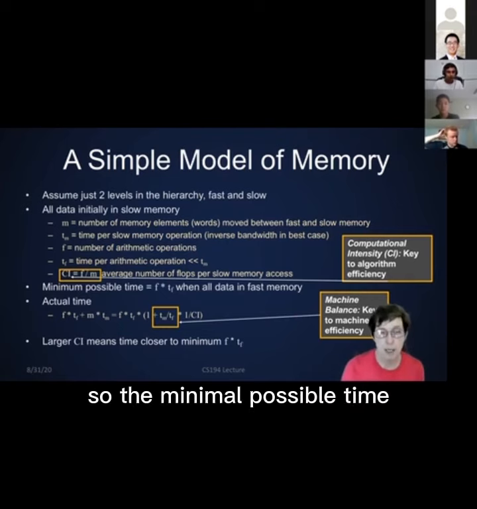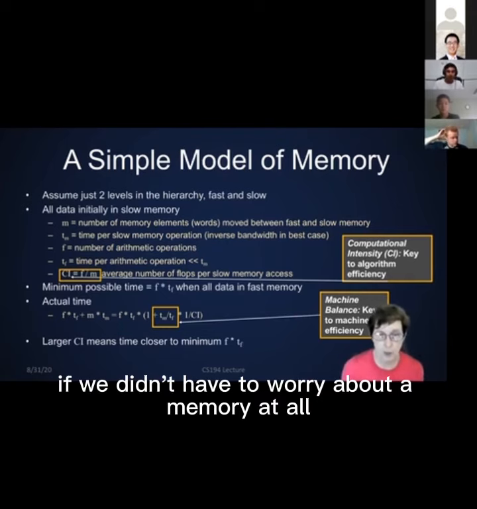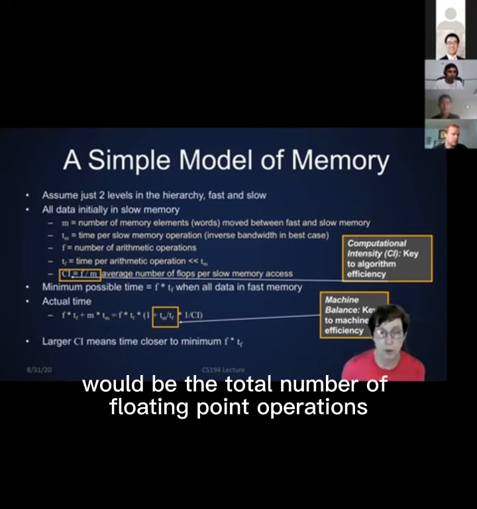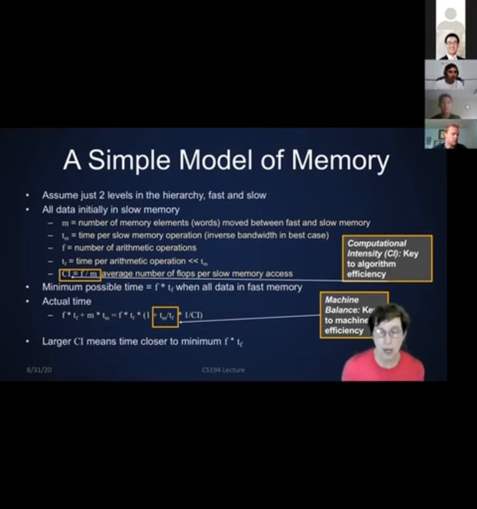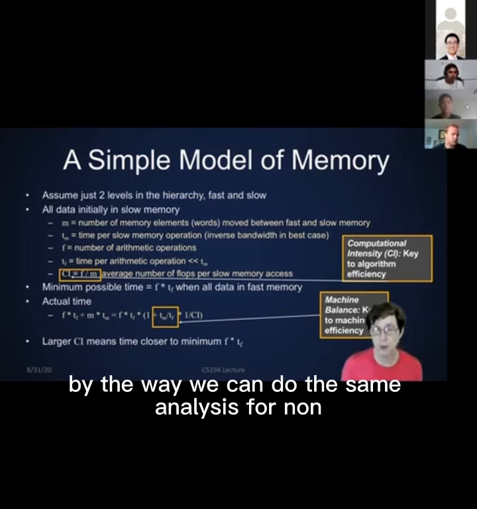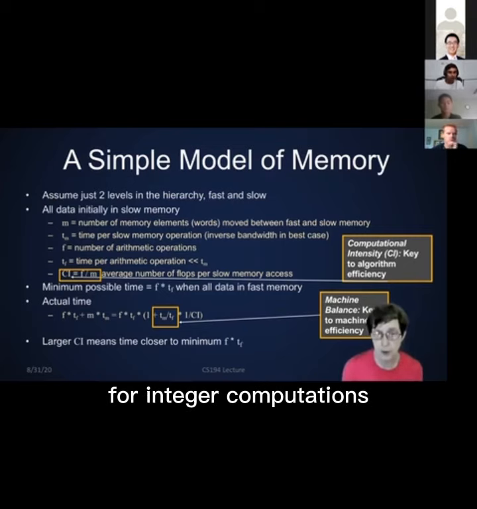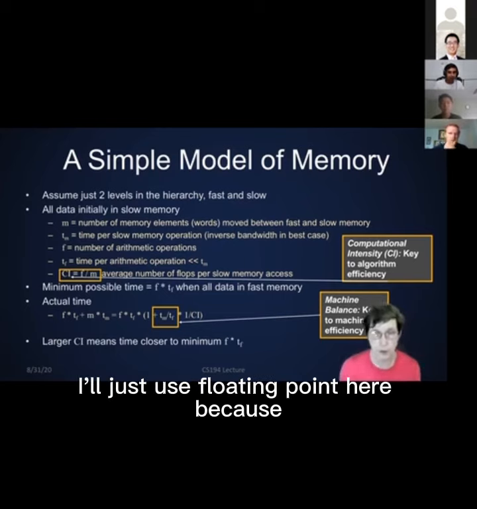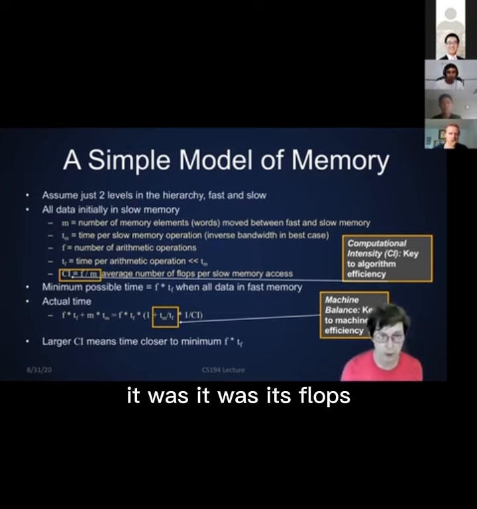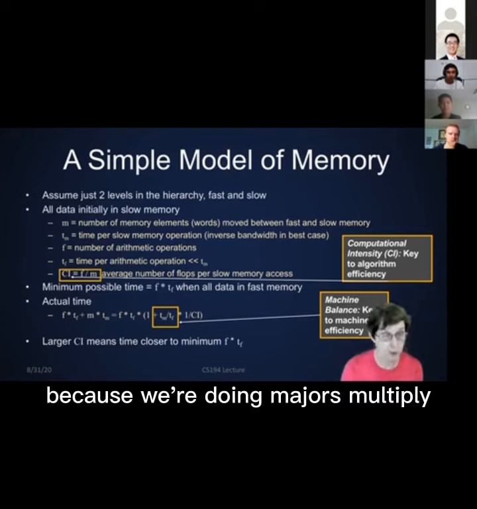So the minimal possible time, if we didn't have to worry about memory at all, would be the total number of floating point operations F times the time per floating point operation. By the way, we can do the same analysis for non-floating point computations, for integer computations, or things that are doing logical operations. I'll just use floating point here because it's flops, because we're doing matrix multiply.